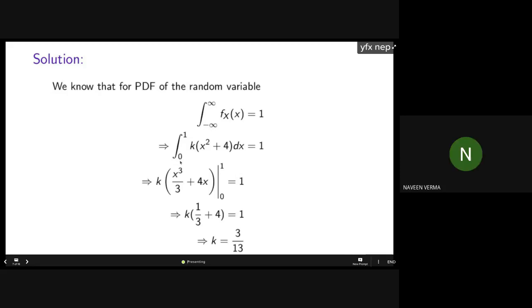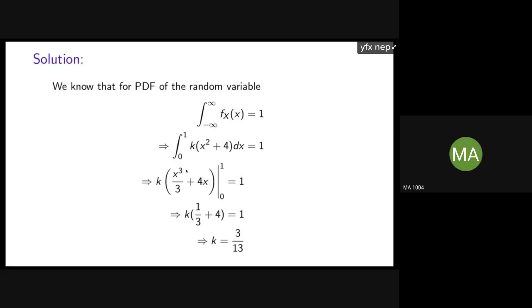Sir, what we are basically doing in this step is converting the PDF to CDF and equating it to 1. Correct. Let's say integration over the PDF is equal to 1, right? Because the sum of the area under the curve, the total area, should be equal to 1. Yes, sir. That is what we are doing.